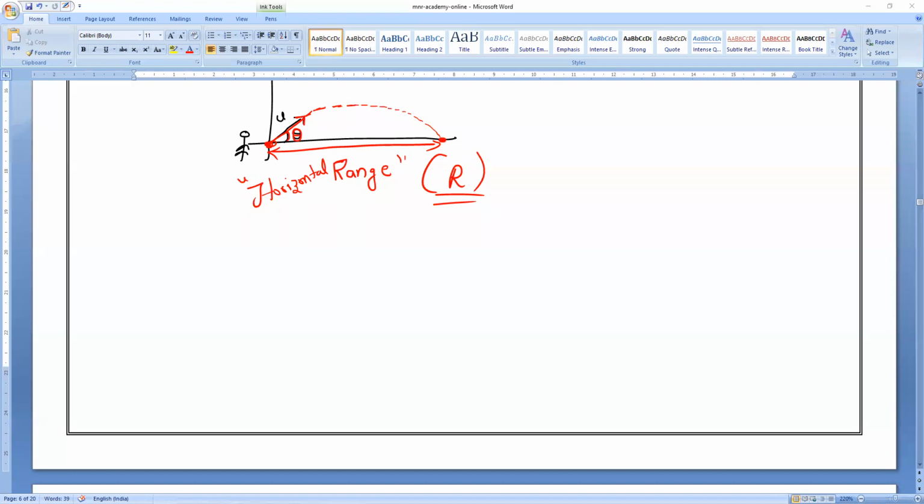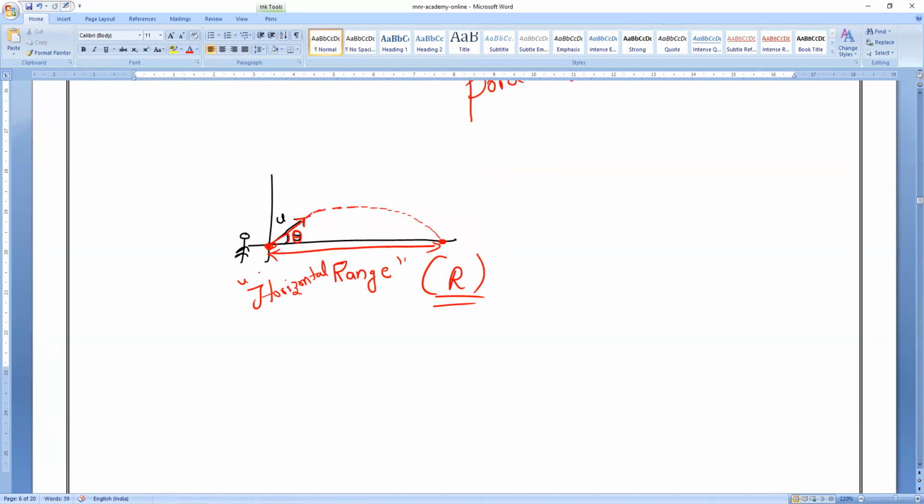Now, what is range in the picture? Let me take this point as O and this point as A. Then OA is called what? Everybody. Horizontal. OA is called the range. R is called the horizontal range. Understood? Yes, sir.